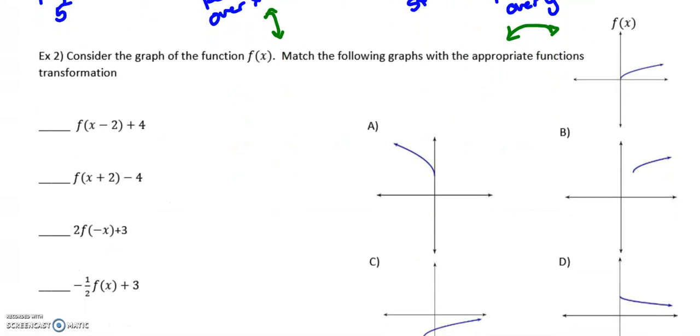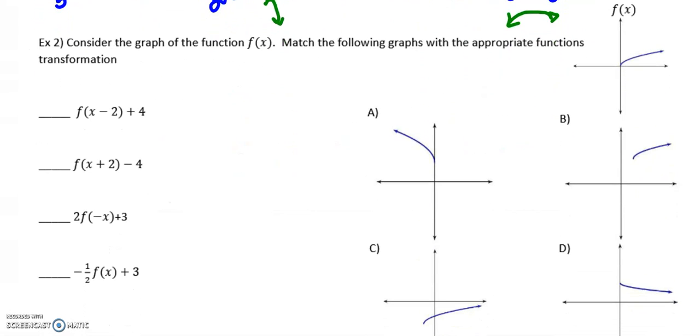Speaking of graphs, if I have the graph of f of x right here, this is my starting point. So I'm going to start with that graph each time, and then I'm going to come over here, look at those 4 and see which of my graphs matches the transformations that have happened.